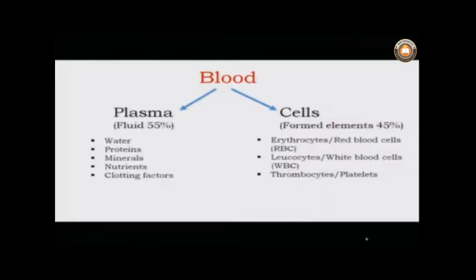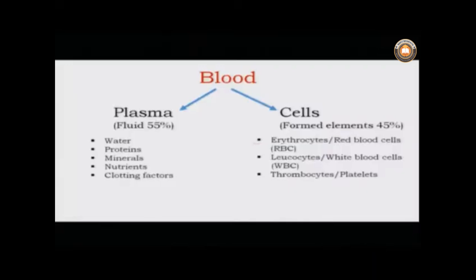So, first we will talk about blood, and you may have already heard this before, but the blood consists of a fluid component which is about 55% of the total volume, and the rest of it comprises cells which are 45% of the total volume. In a very quick way, if we list the constituents of the blood, the plasma is comprised largely of water, various proteins, many minerals and nutrients and clotting factors.